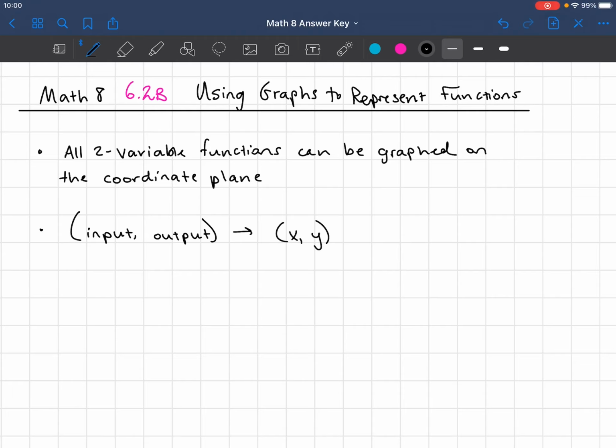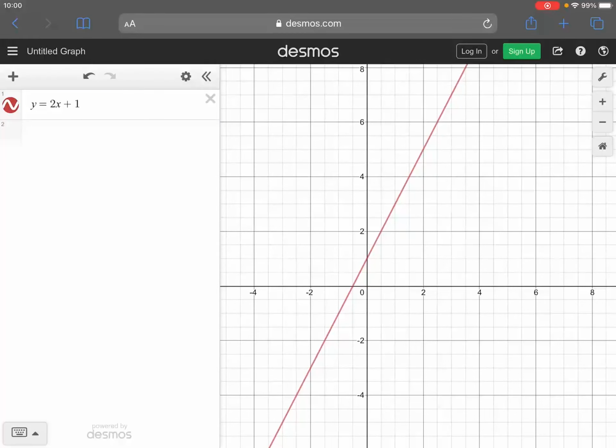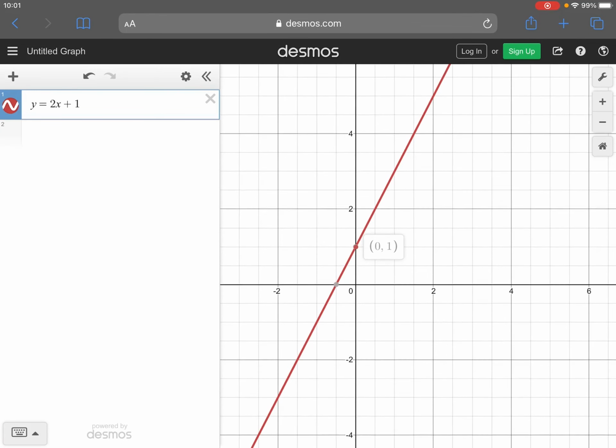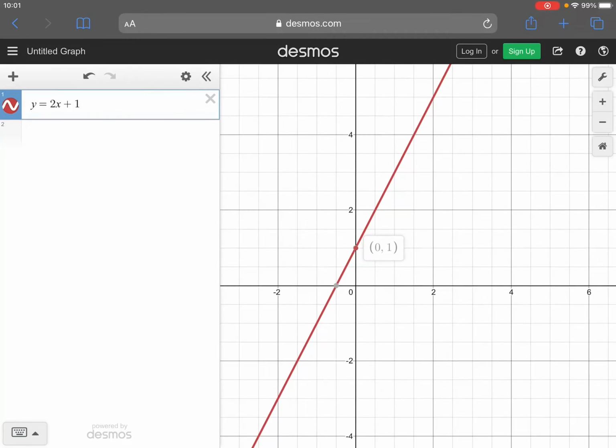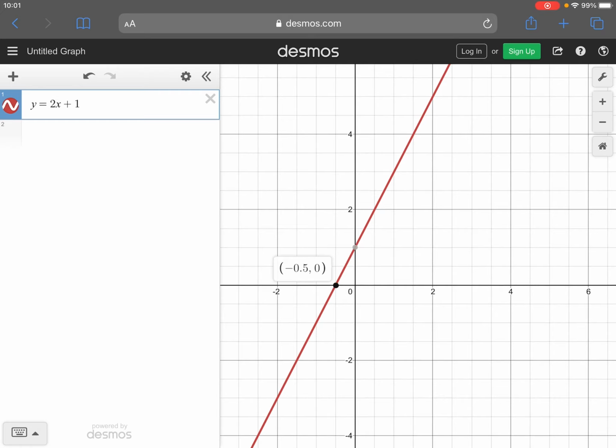Let's look at an example of a function. Here in Desmos, we can see that our function is y equals 2x plus 1. What that means is that if we input a number for x, we will get out y. Let's look at this in terms of y equals mx plus b, which we just spent a bunch of time doing. Because it's y equals 2x plus 1, our y-intercept, where it crosses the y-axis, is 1. You can also see here that the x-intercept is negative 0.5. That's not super important right now.